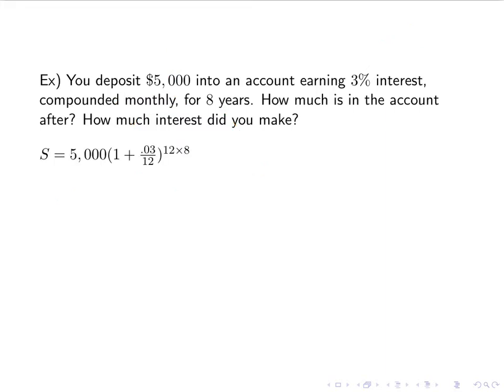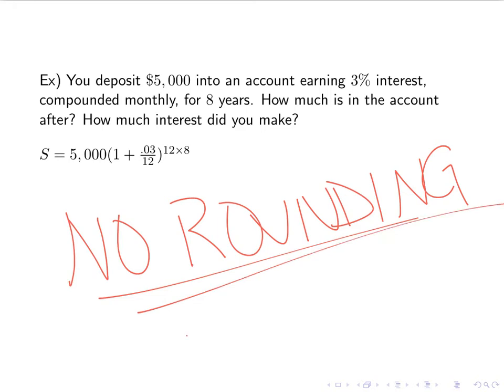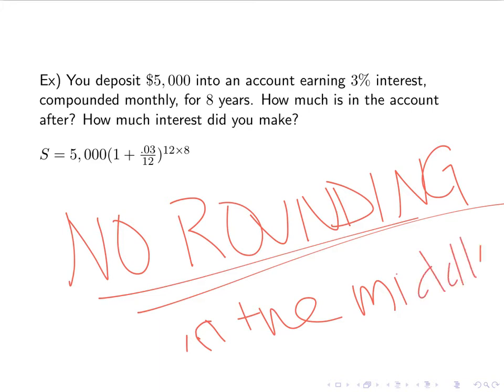Whenever possible, simplify as much as you can before you plug it into the calculator, but you have to be careful. There is absolutely no rounding until the very, very end. Okay, at the end, we have a dollar amount. So we have to change it to 2 decimals, but that's only at the end. There's no rounding in the middle. It's very, very important that you do not round in the middle.